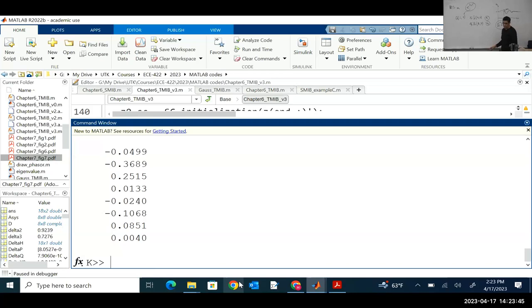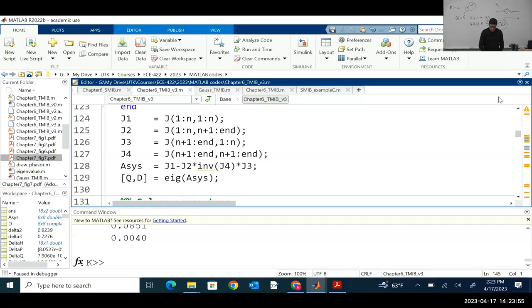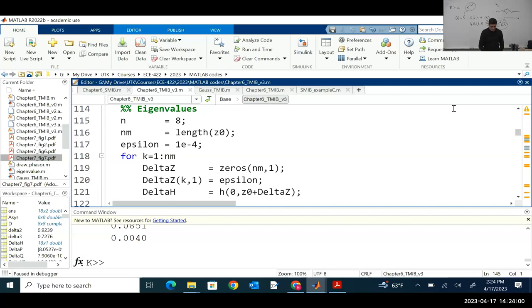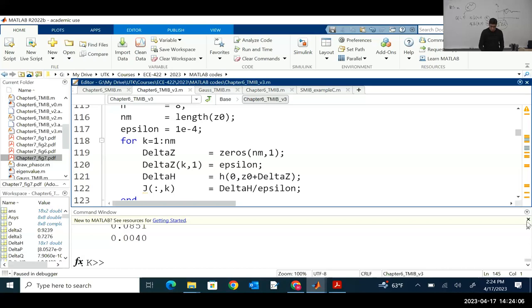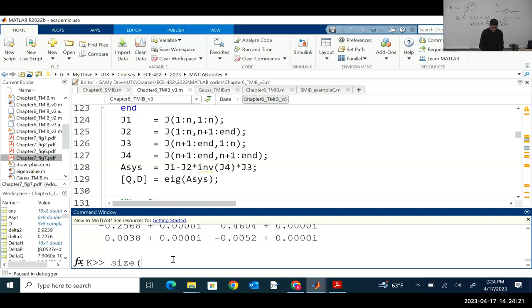I have that already here. I modified the code at some point to calculate the Jacobian numerically, as we described last class. So this is a for loop we need to estimate the Jacobian. And then we have the Kron reduction. We calculate the system matrix, and then we calculate the eigenvalues. So the matrix Q is already calculated. What is the size of Q? Because that's the reduced system. How much is that? 8 by 8. So if we take the inverse of Q multiplied by delta x zero, we get this.